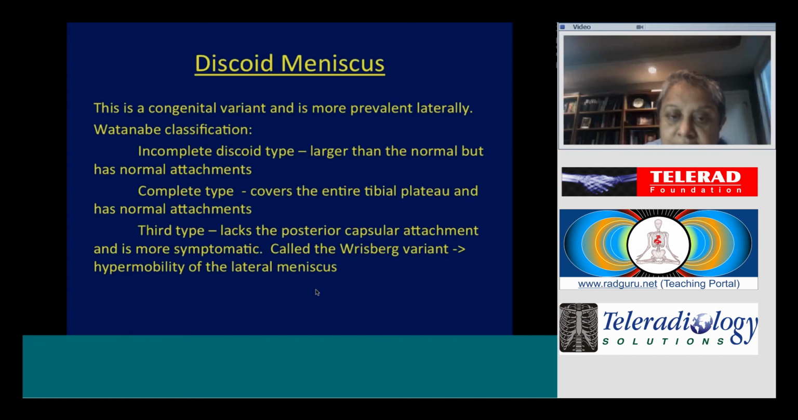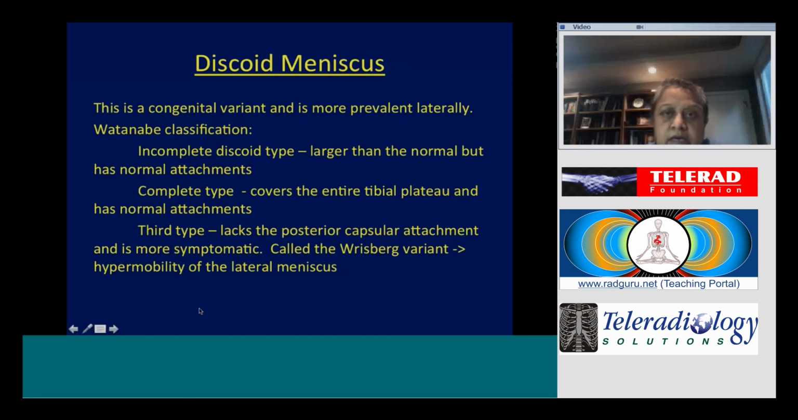When we discussed anatomy, I showed you the proximity and the attachment of the posterior portion of the lateral meniscus to the ligament of Risberg as well as the capsule. So when you don't have these, it becomes the Risberg variant of the discoid meniscus, causing hypermobility of the lateral meniscus, making it more vulnerable to injury.